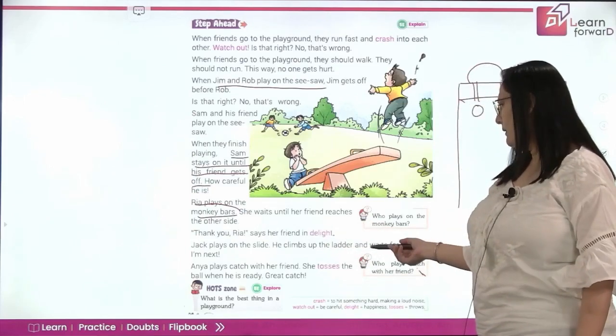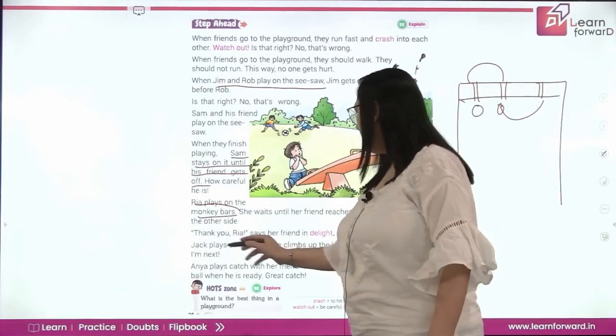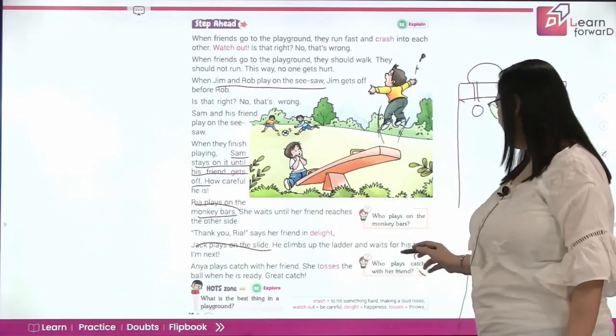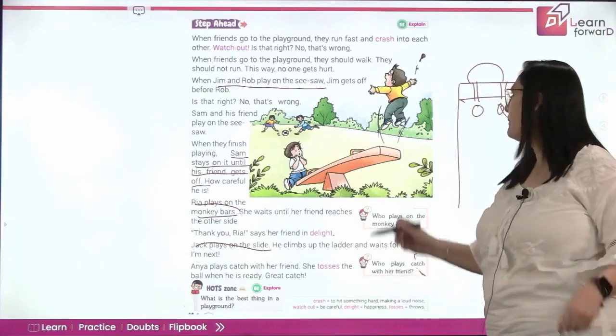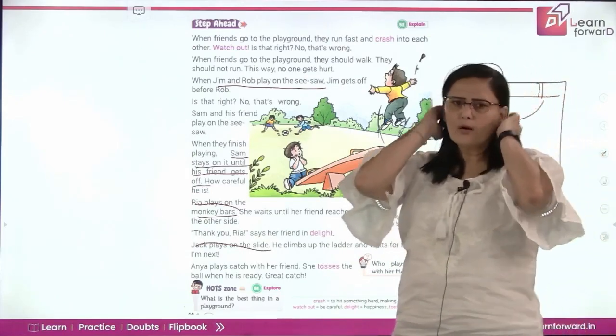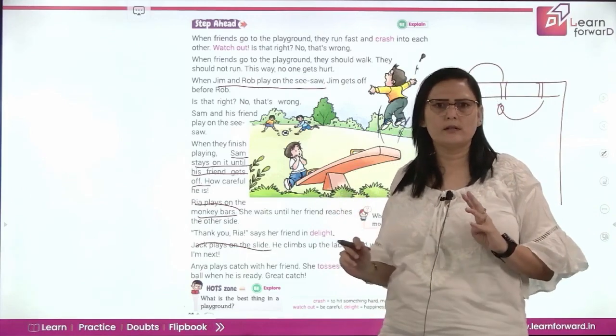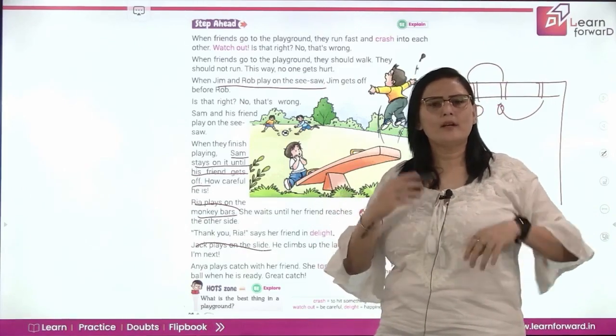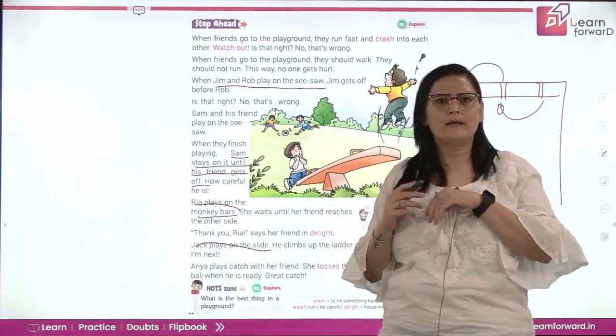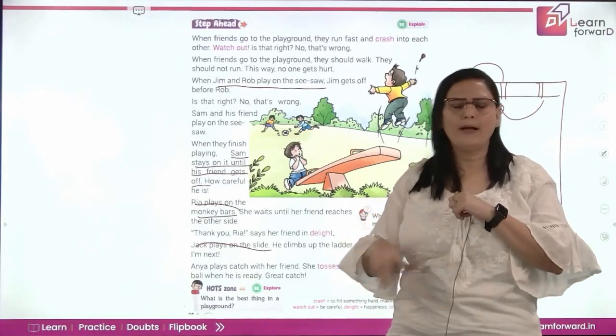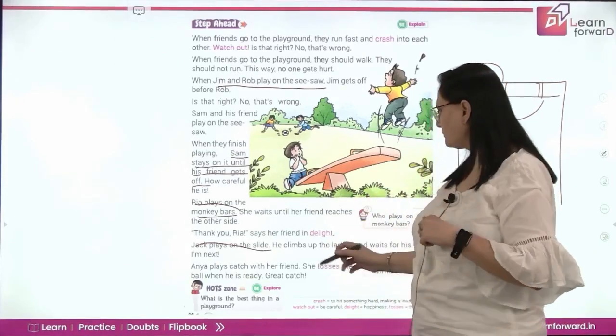Jack plays on the slide. He climbs up the ladder and waits for his turn. I am next. So whenever we are there on the slide, we should all wait for a turn, right? It's not that 7, 8 children climb on the ladder, and then they are back to back on the slide and hitting each other.